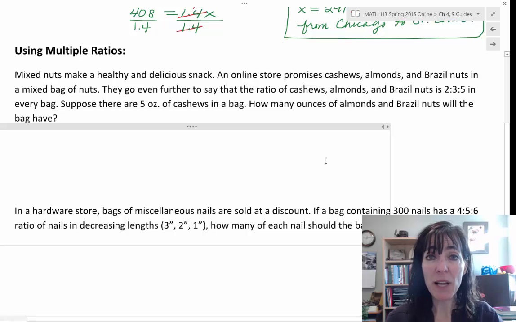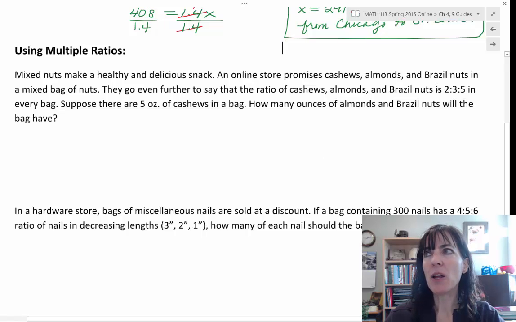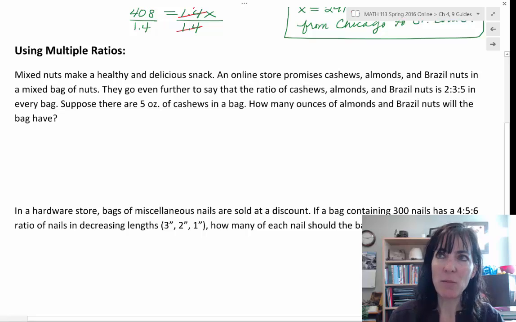All right, sometimes you have multiple ratios in one, and this problem is an example of that, where we're given a ratio of 2 to 3 to 5. And so I really want to write down what does that mean, because I probably am going to need to refer to it over and over. And so I can read right before it, it says they go even further to say the ratio, here it is, the ratio of cashews, almonds, and Brazil nuts.